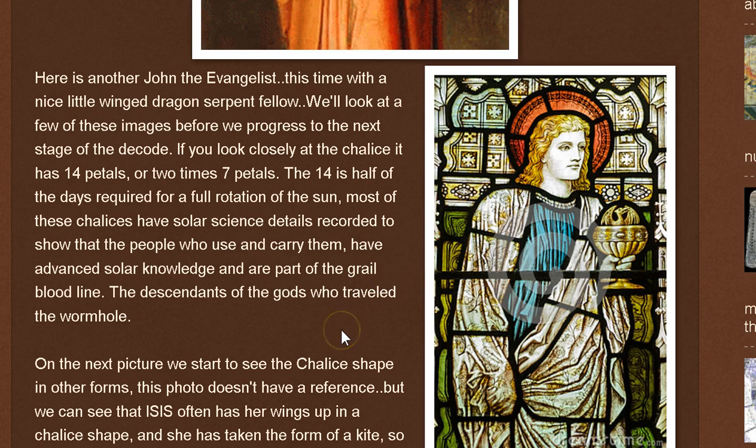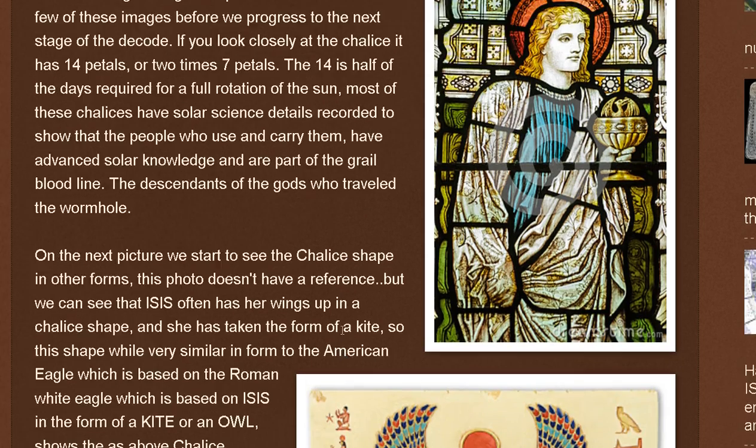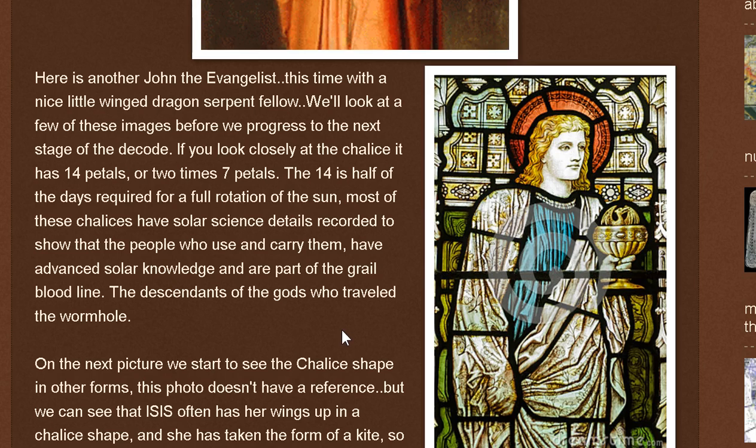If you look closely at the chalice, it has 14 petals, or 2 times 7 petals. The 14 is half of the days required for a full rotation of the sun. Most of these chalices have solar science details recorded to show that the people who use and carry them have advanced solar knowledge and are part of the Grail bloodline, the descendants of the gods who traveled the wormhole.